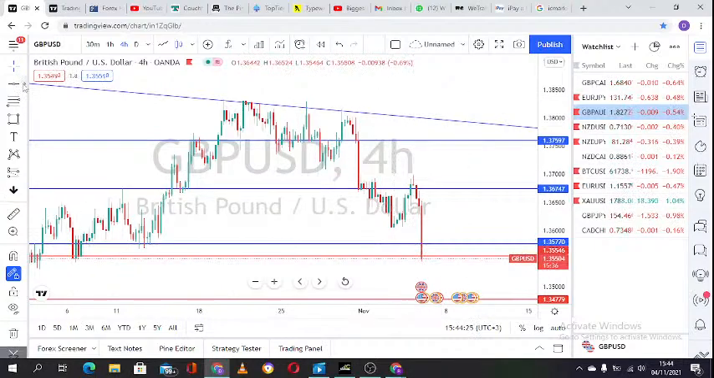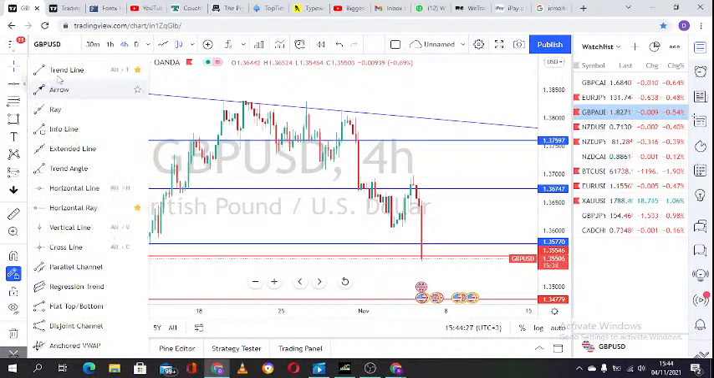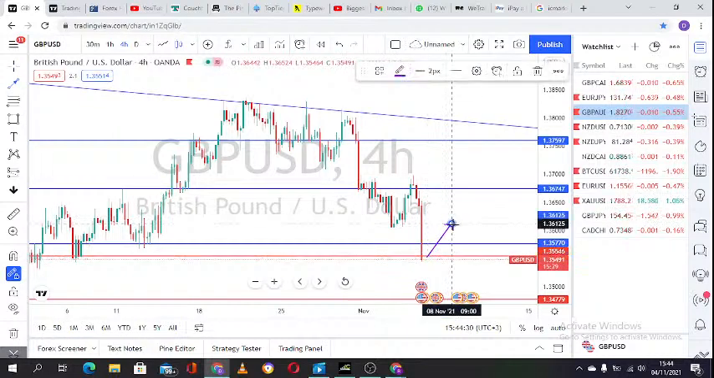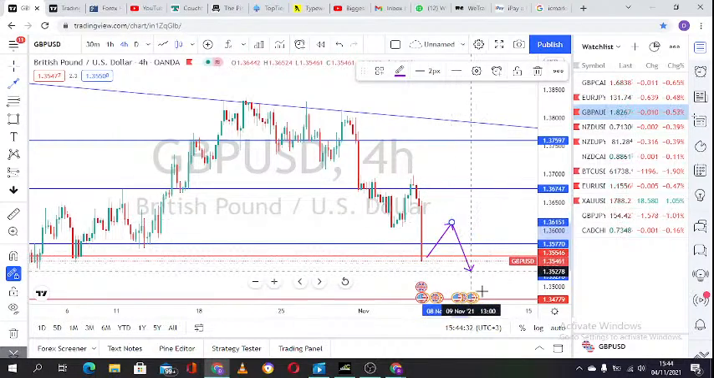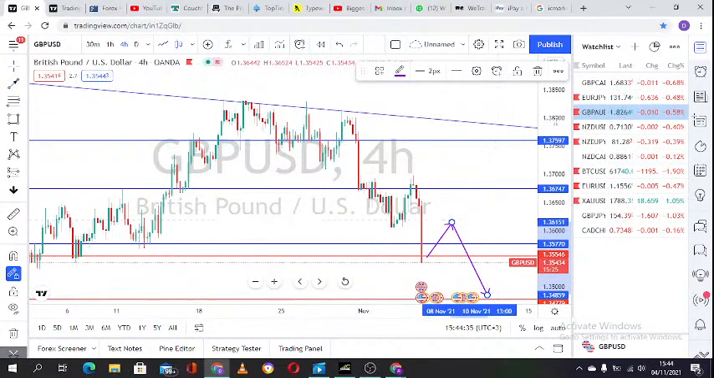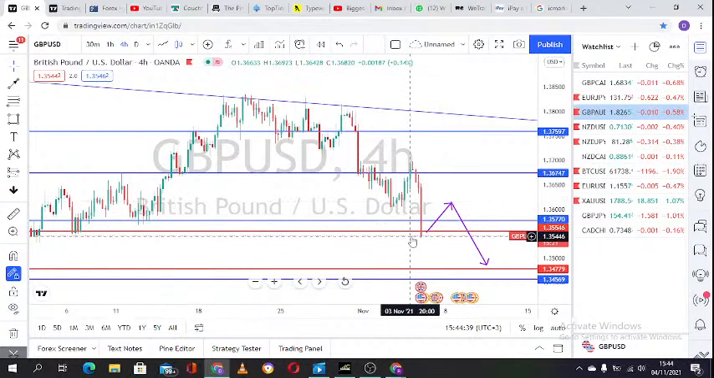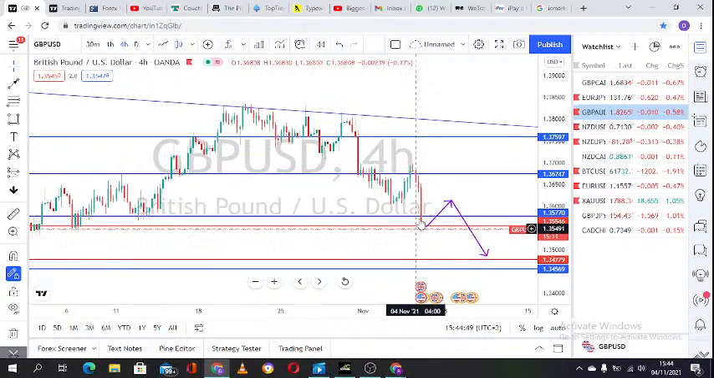So we might expect at least an exhaustion on GU, sorry. A slight push back to structure and then a continuation towards the downside. I think this is a more probable position to enter than jumping in here and then it becoming support. So let's just wait for an exhaustion.